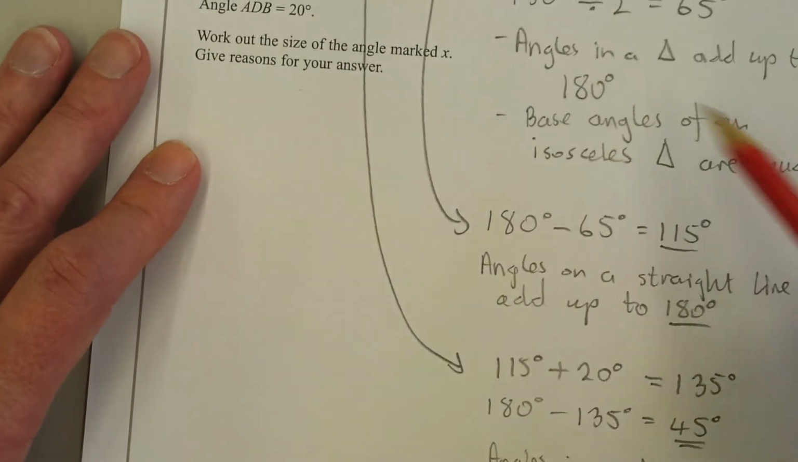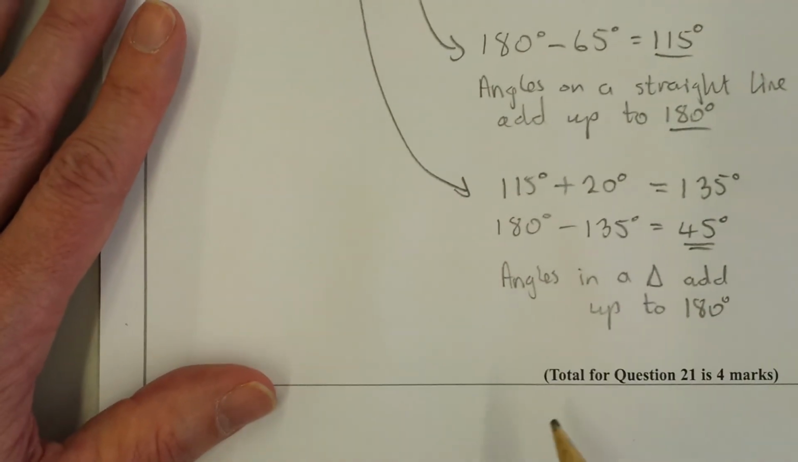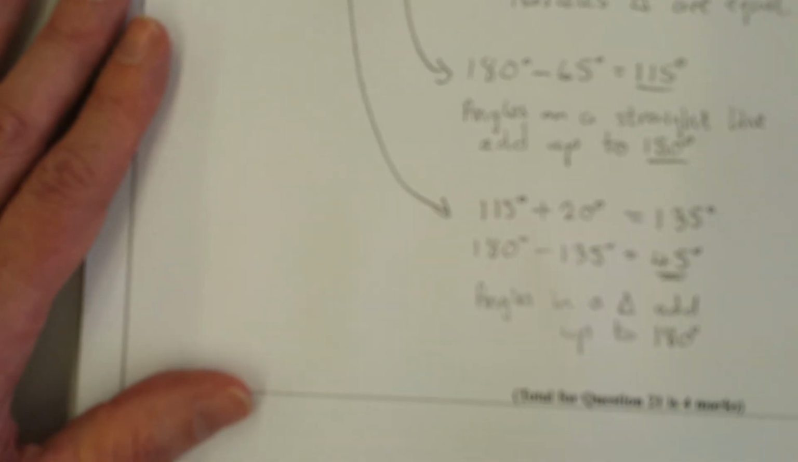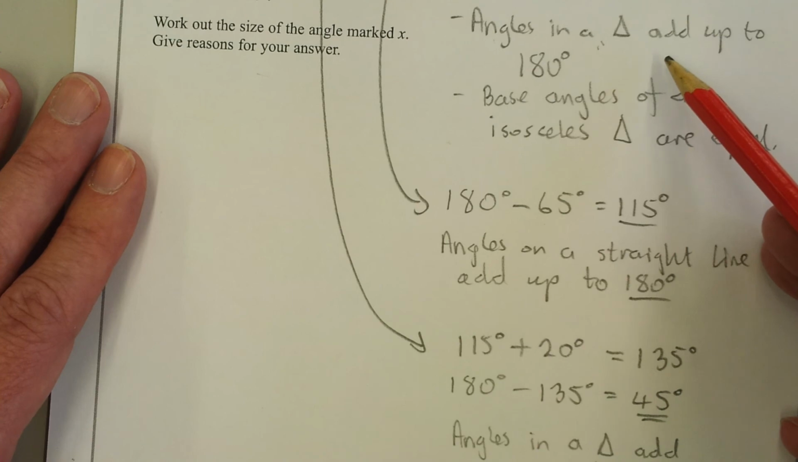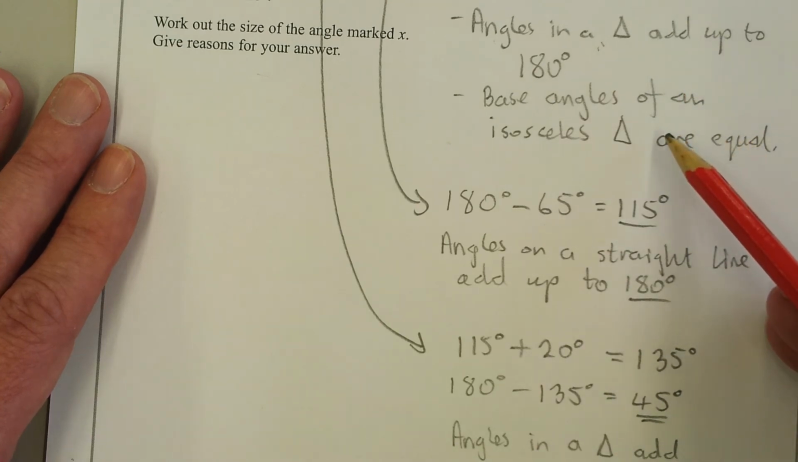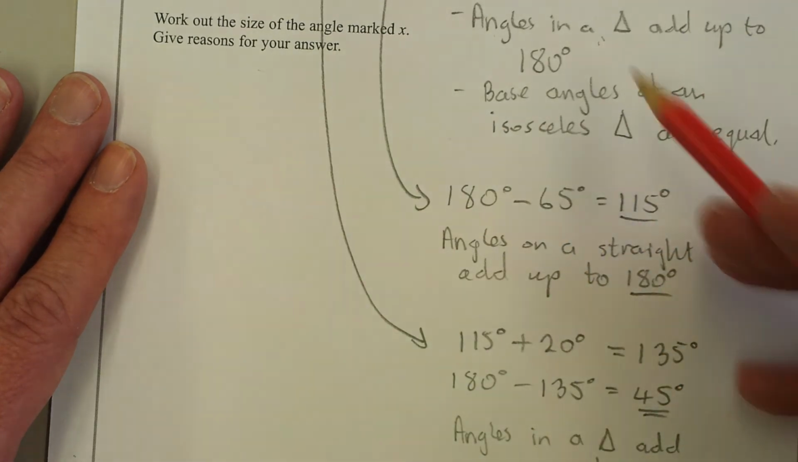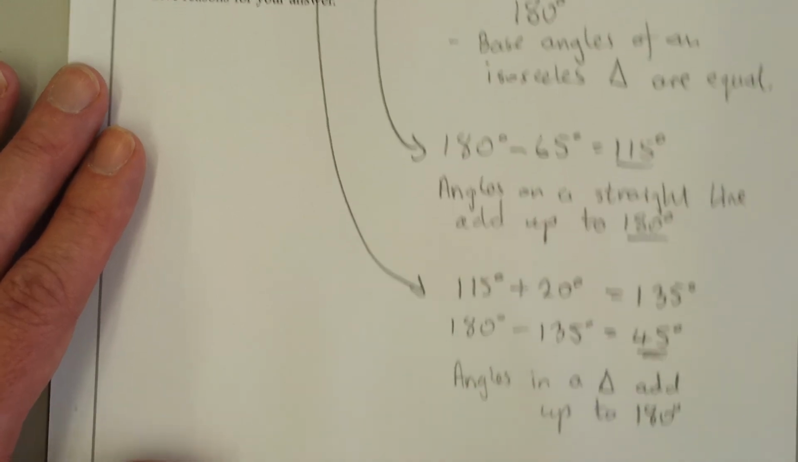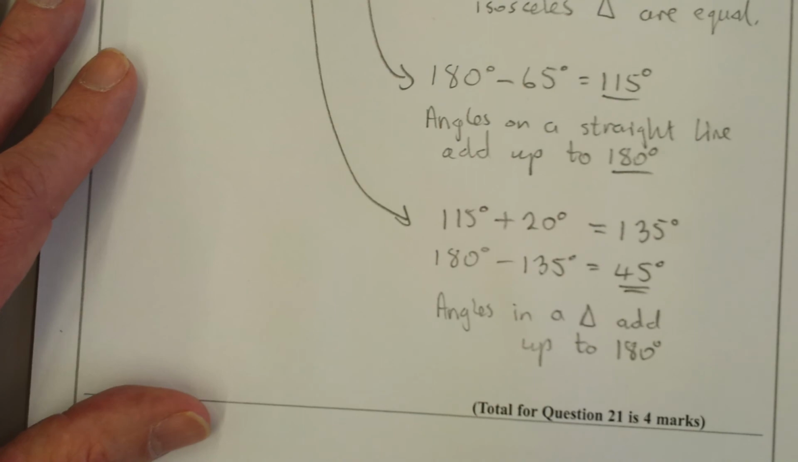Now, we have early on angles in a triangle add up to 180 degrees, and we have the same here. You must put two different reasons. You can't have the same reasons each time. So you can have angles in a triangle add up to 180 degrees, base angles of an isosceles triangle are equal, and angles on a straight line add up to 180 degrees. So any two of those three are good enough. And that's it.